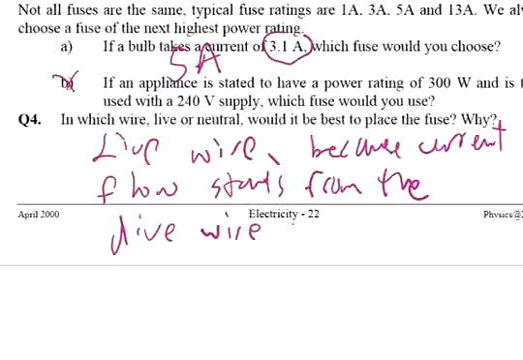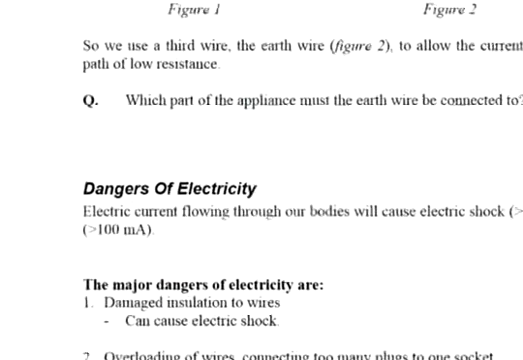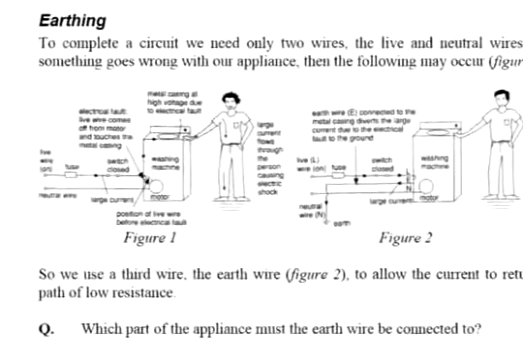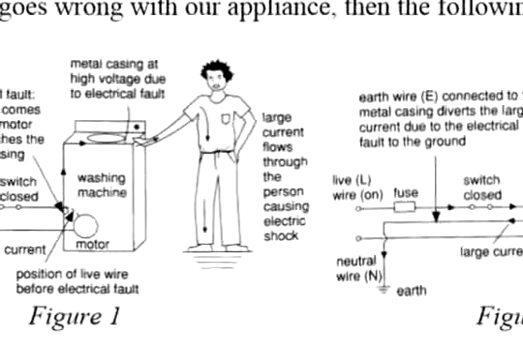Okay, last one, earthing. Now it is the same diagram, but they are a bit different. To complete a circuit, we need only 2 wires, the live and neutral wire. But if something goes wrong with our appliance, then the following may occur. Now let's have a look at this diagram.